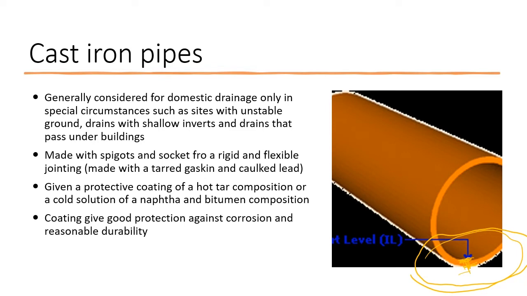Made with spigot and socket for a rigid and flexible jointing. Given a protective coating of a hot tar composition or a cold solution of naphtha and bitumen composition. Normally cast iron pipe ni dah ada this protective coating. Coating give good protection against corrosion and reasonable durability.